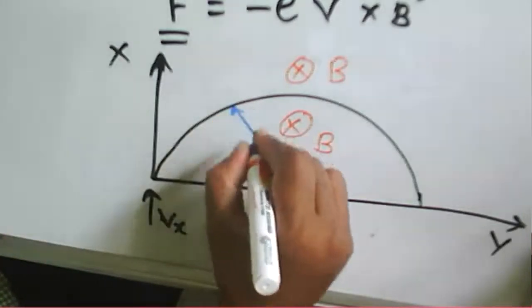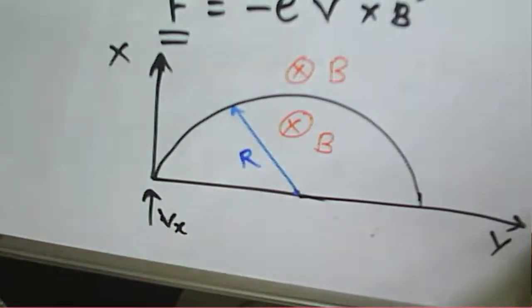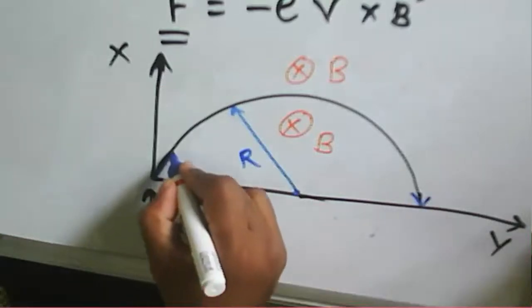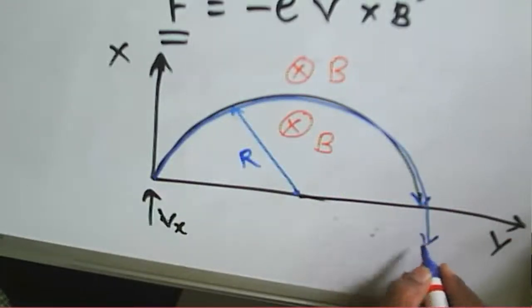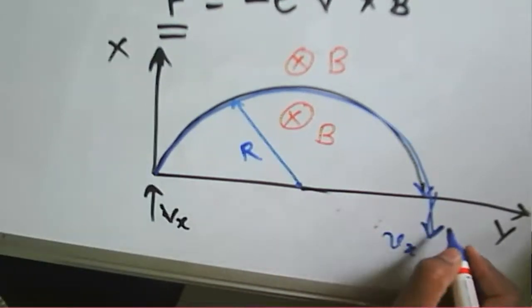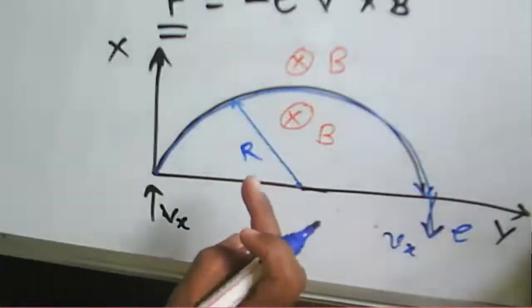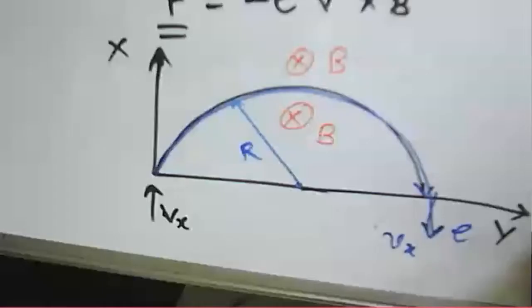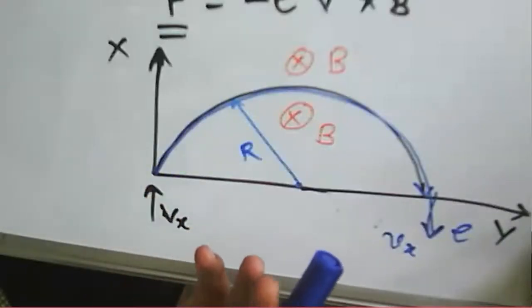So in that case, that circular path has some particular radius r. And the velocity of the electron will be a constant, that is Vx. We can say it has a constant speed, because the electron is moving in this circular path when it interacts with the magnetic field. Now, we can consider that the force exerted on the electron by the magnetic field at every instant will remain constant.